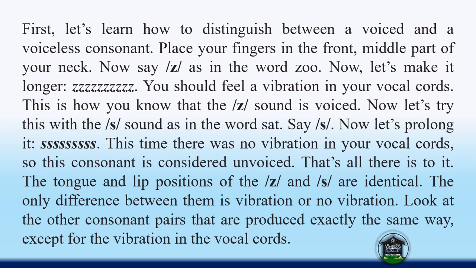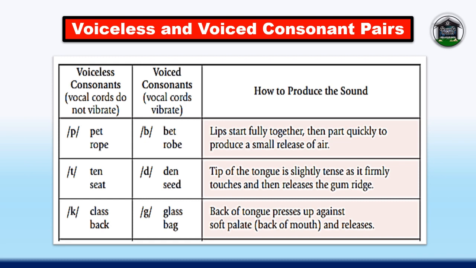Look at the other consonant pairs that are produced exactly the same way except for the vibration in the vocal cords. Voiceless and voiced consonant pairs. You will hear each consonant twice. First the voiceless sound and then its voiced pair. P, P. Pet, rope. B, B. Bet, robe. To produce this sound, the lips must be fully together and then parted quickly to produce a small release of air. P, B.